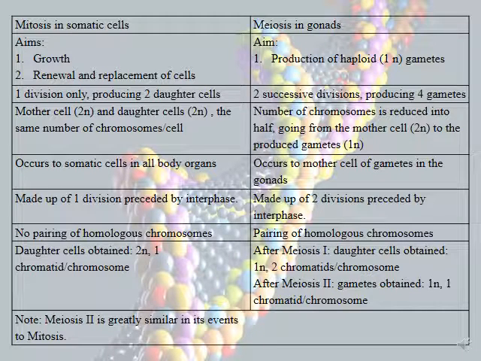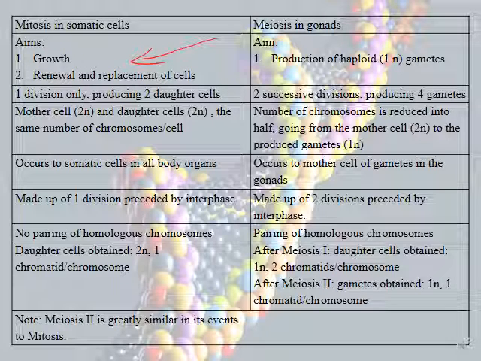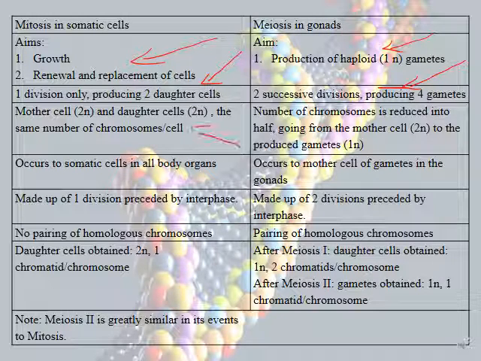This table shows the comparison between mitosis and meiosis. The aim of mitosis is growth, renewal and replacement of dead or old cells, while meiosis is for the production of haploid gametes, 1n. Mitosis is one division producing two daughter cells, whereas meiosis is two successive divisions producing four gametes. In mitosis the mother cell is 2n and the daughter cells are 2n, the same number of chromosomes per cell, whereas in meiosis the number of chromosomes is reduced to half, going from the mother cell to the produced gametes. Mitosis occurs in somatic cells in all the body organs, while meiosis occurs in the mother cell of gametes in the gonads.